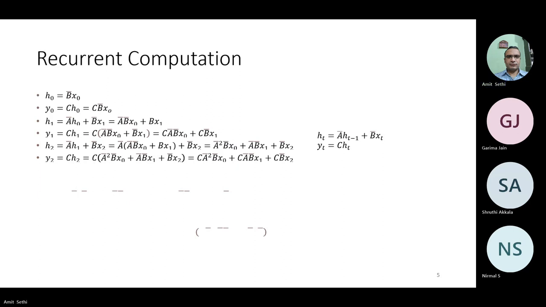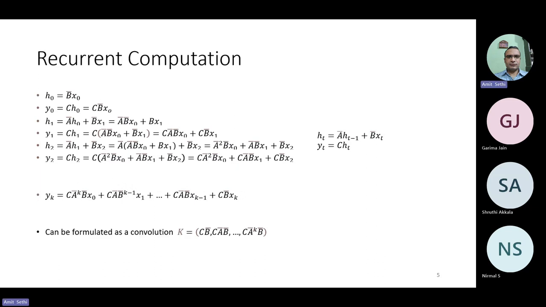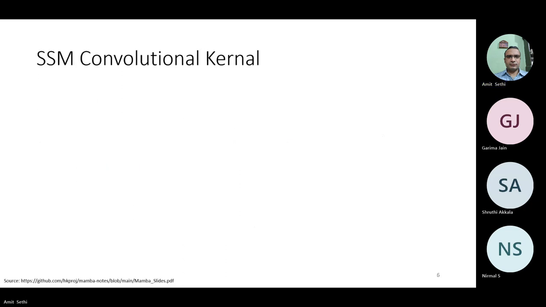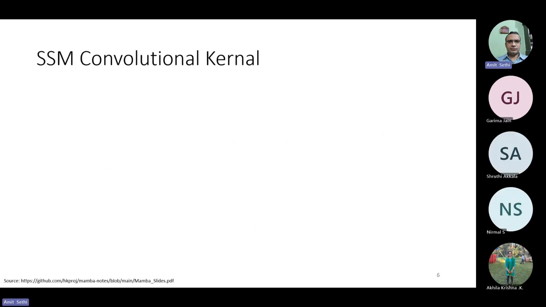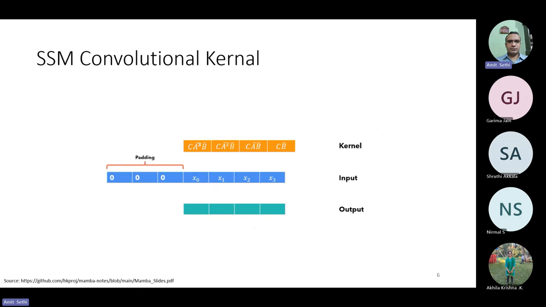And this reformulation is the CNN kernel reformulation of linear RNNs. So basically, this is the formula for the kth output, and this can be formulated with a convolutional kernel. I will show what exactly it does. What is the convolutional kernel? This is the convolutional kernel, and this is the input.